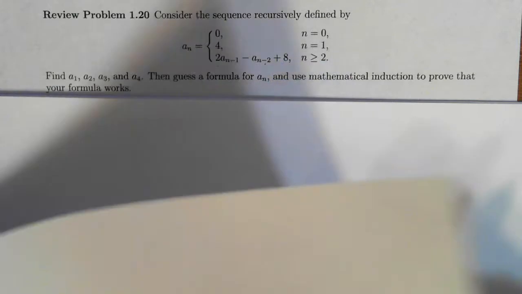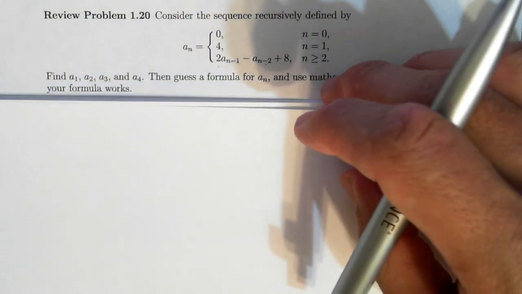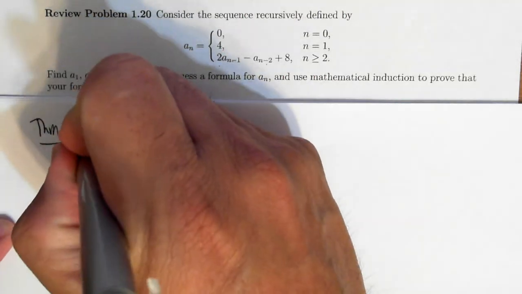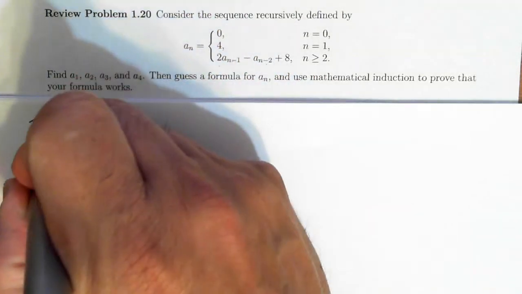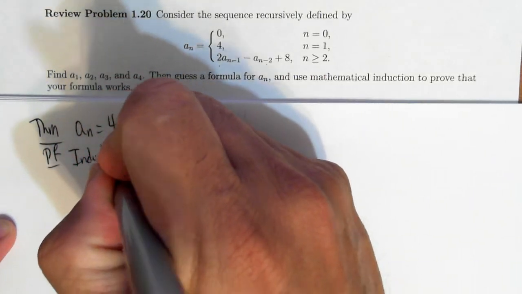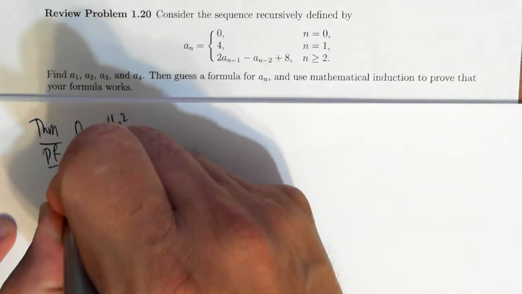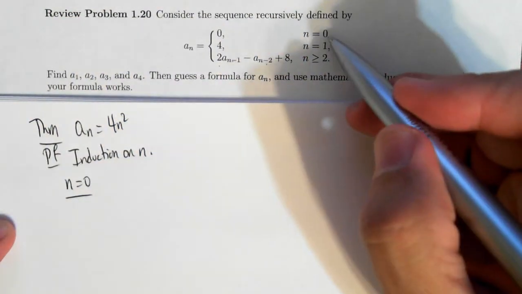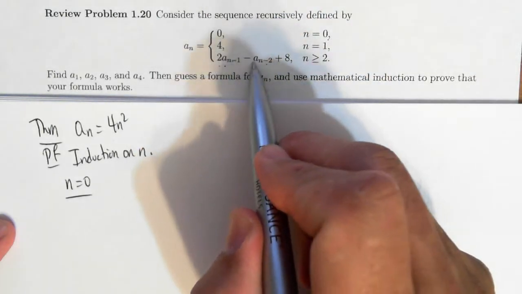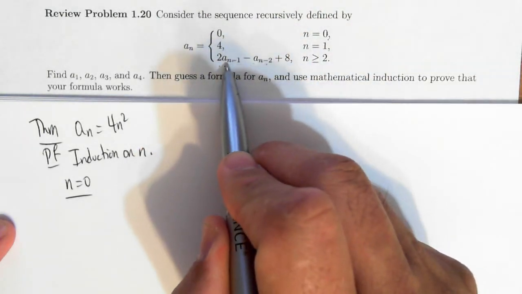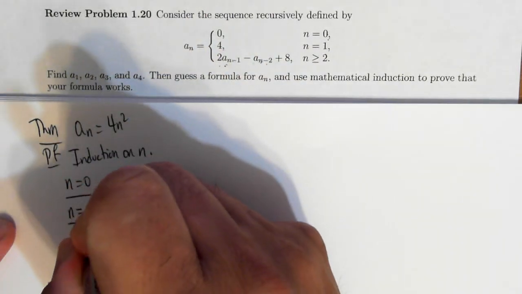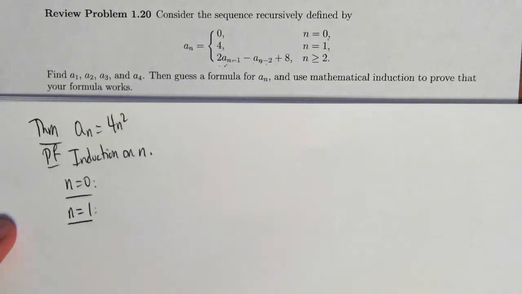Okay, so now let's prove this using mathematical induction. So theorem, a sub n is equal to 4n squared. Proof, induction on n. Now, the base case is, this time, we have two base cases, n equals 0 and n equals 1. So the recursive formula requires terms that are the previous term and also the term that's 2 back. So that means when I prove this by induction, I actually have two base cases to worry about, n equals 0 and n equals 1.